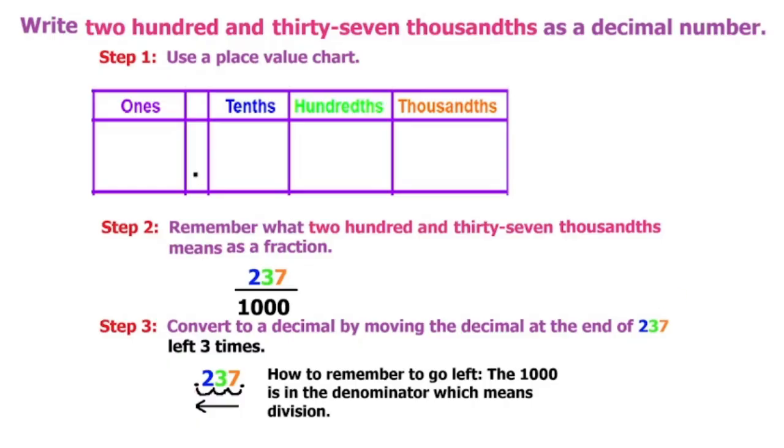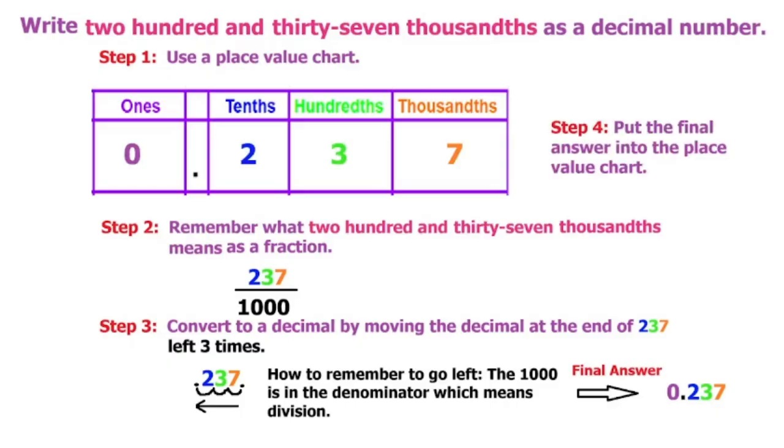One more thing. We need to actually put the number in the chart. So this is the final answer, 0.237. So there you put a 0 in front of here. You could leave it off, but usually you put it in because it just kind of finishes off the number. So now we can put the number here into this chart, 0.237. So that's how 237 thousandths looks as a number. And that's the end of that lesson.